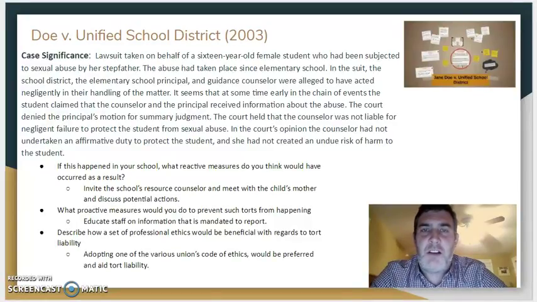Educate staff on mandated reporting. If there are certain situations where abuse is being spoken about, they are mandated reporters, and that needs to be escalated and taken to the proper administrators. And then describe how a set of professional ethics would help. Once again, it's looking at the union's code of ethics and offering them as a preferred aid to help out in this tort liability.